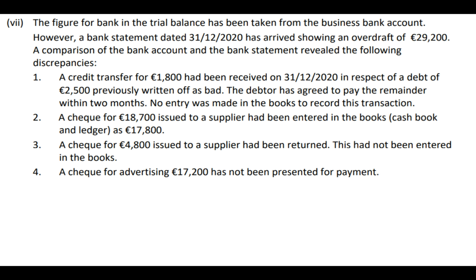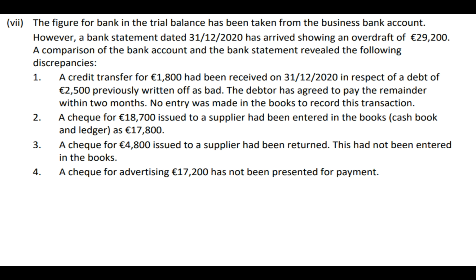So this adjustment: the figure for bank in the trial balance has been taken from the business bank account. However, a bank statement dated the 31st of the 12th, 2020 has arrived showing an overdraft of 29,200. A comparison of the bank account and the bank statement revealed the following discrepancies. Number 1. A credit transfer of 1,800 had been received on the 31st of the 12th, 2020 in respect of a debt of 2,500 previously written off as bad. The debtor has agreed to pay the remainder within 2 months. No entry was made in the books to record this transaction.